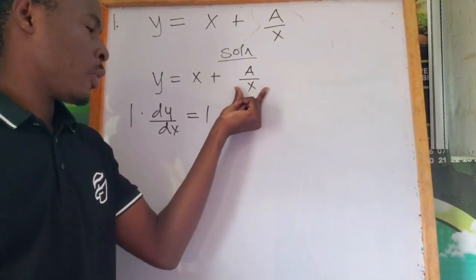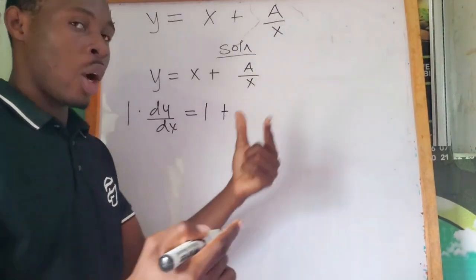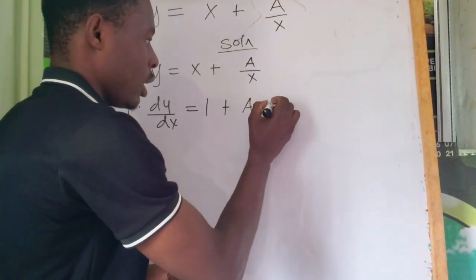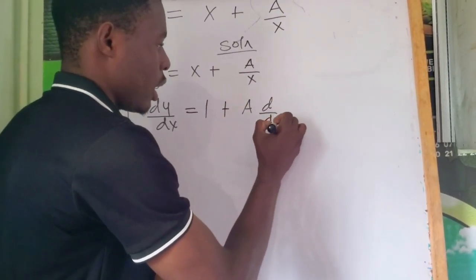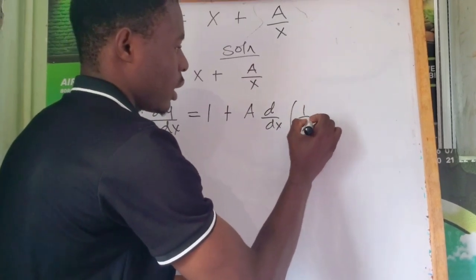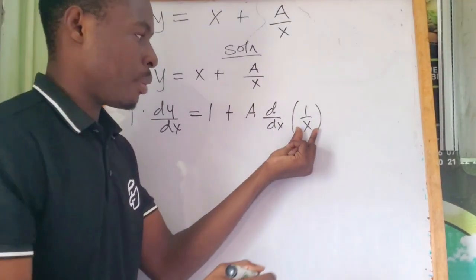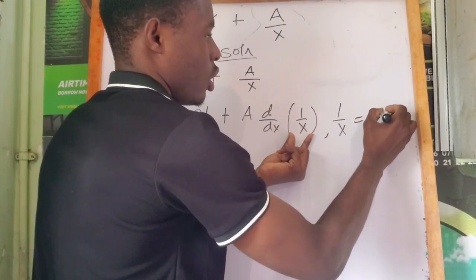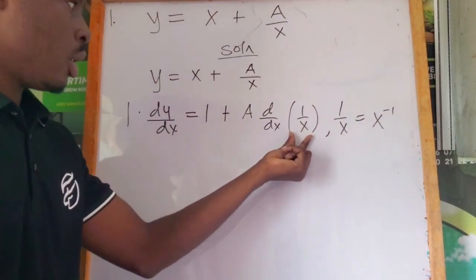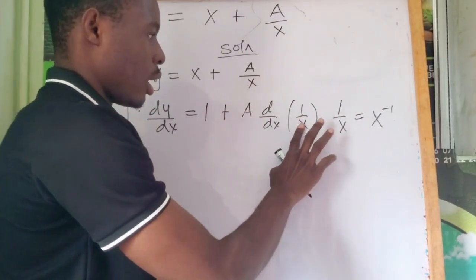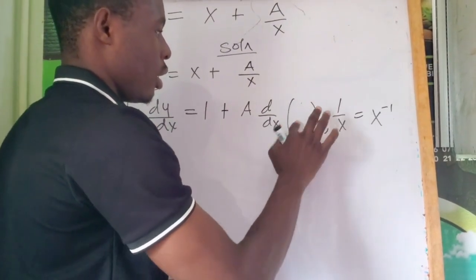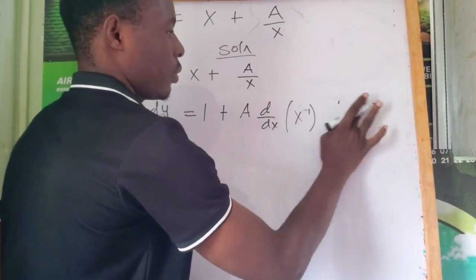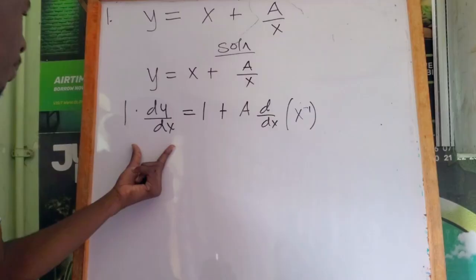If I take the derivative of a all over x, I can bring the a out of the differential coefficient and say this is a times d/dx of 1 all over x. Now 1 all over x can be written as x to the negative 1. So I'm going to replace 1 over x by x to the negative 1. All right, let us go to the next step.